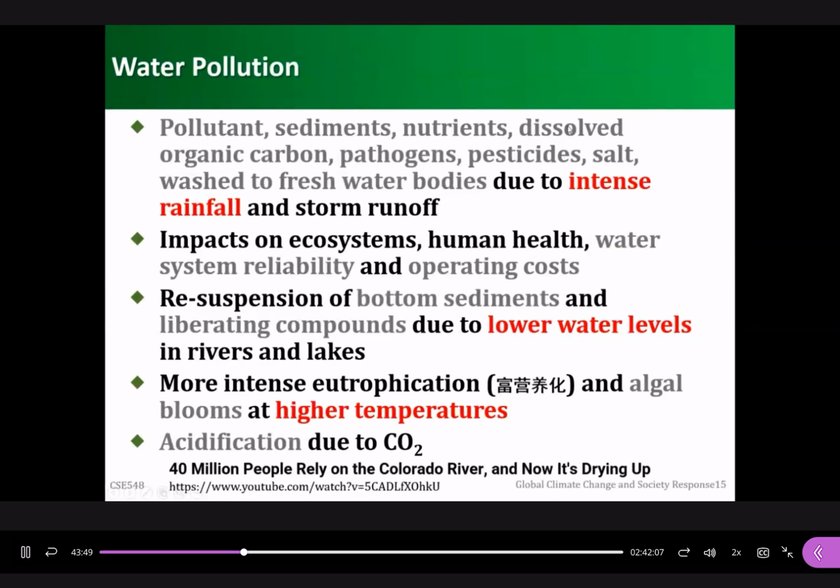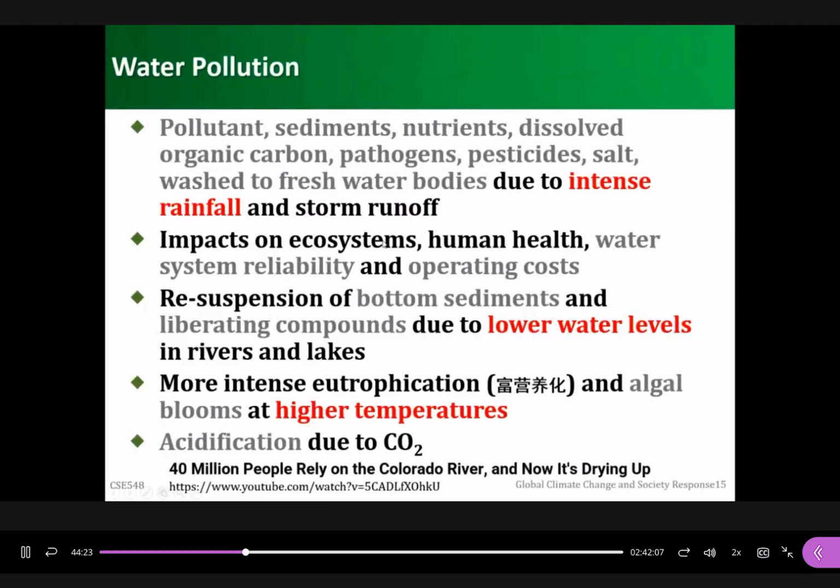The pollutants, the sediments, nutrients, dissolved organic carbon, the pathogens, pesticides, and salt will be washed into the fresh water because of the intense rainfall. Because the heavy precipitation can have an erosion effect on the ground, it will release some nutrients into the water.